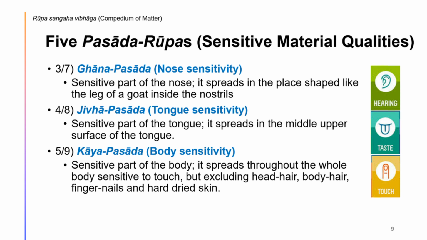So this body sensitivity will serve as the basis of the rising of kaya vijnana. It is a product of previous karma. So that is talking about these 5 derivatives, I mean the 5 pasada. So remember, the next 5 is the so-called 5 faculty.